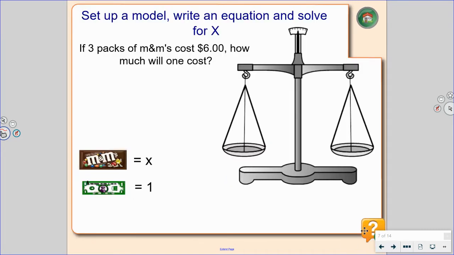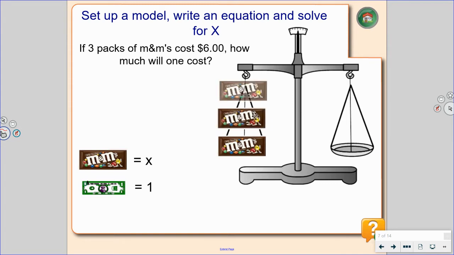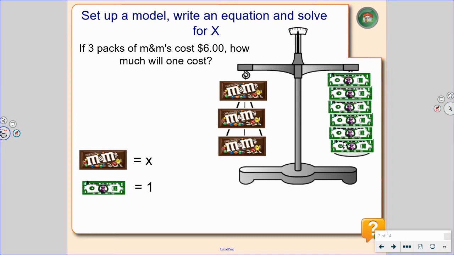Let's go ahead on to the next one. How could we set up this? We're going to write an equation. We're going to solve for x. So 3 packs of M&Ms, $6. How much will one cost? So I'm going to go ahead and put 1, 2, 3 packages of M&Ms, and then of course $6.